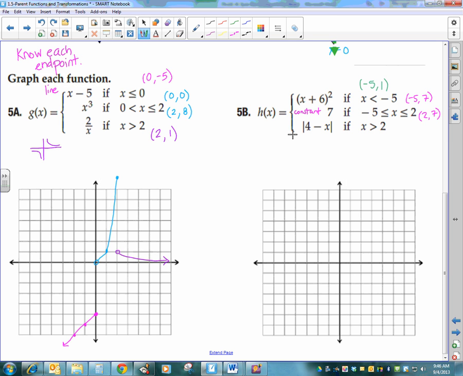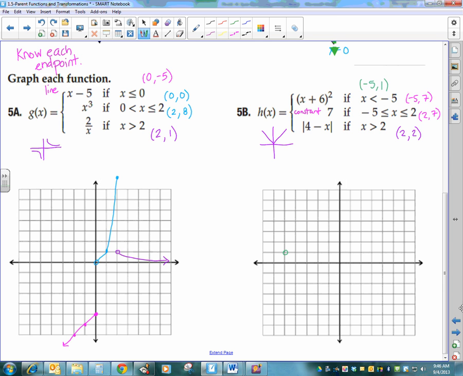And then this is my absolute value function that's doing this, right? That's my V. But if I plug 2 into this equation, 4 minus 2 is 2. The absolute value of 2 is 2. So let's go plot each of these. Is it equal to this one? No, we're going to have a hole at (-5, 1). I got a hole. Okay.